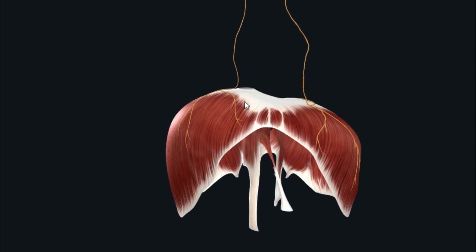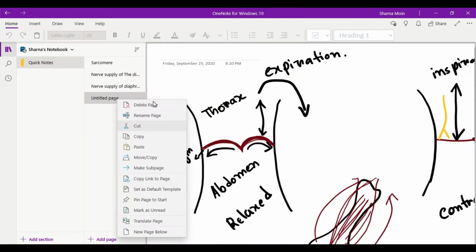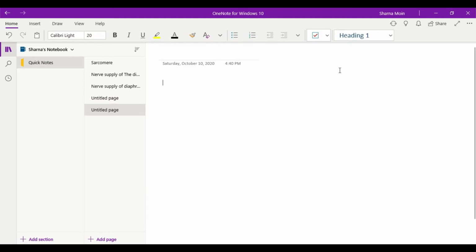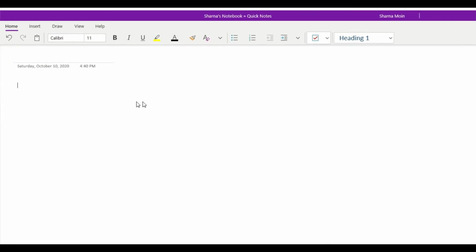Firstly, why will you see this elevated hemidiaphragm on the side of the lesion? I think it's better if I draw a figure for you. So let's open the notepad. I should open another page. New page, okay. Yeah, this is okay.